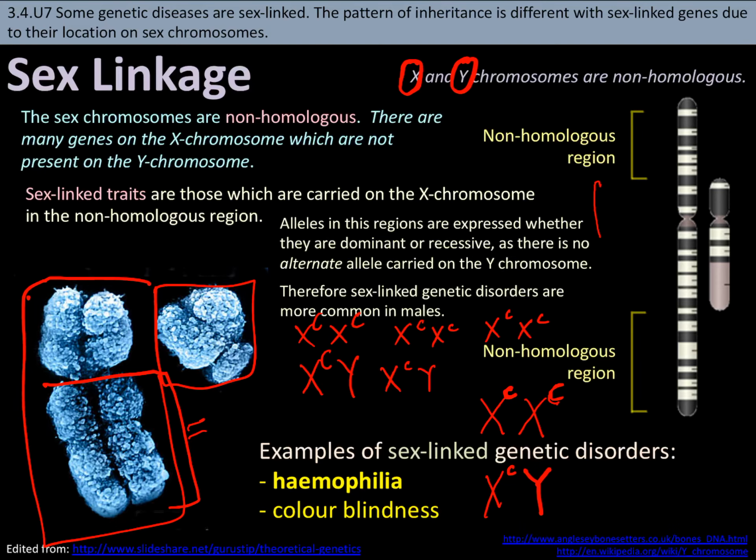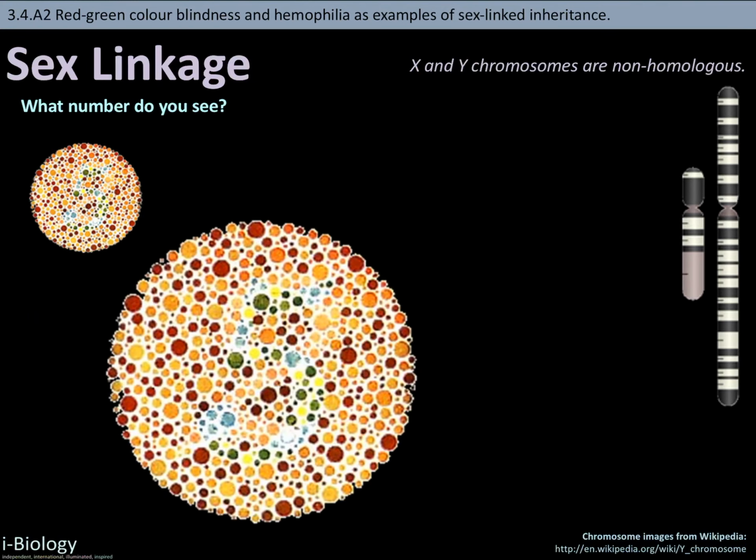Okay, we will practice the pedigree chart for this one. So color blindness, what number is this? Can you see it? It's 5, right? There was a good debate last class.